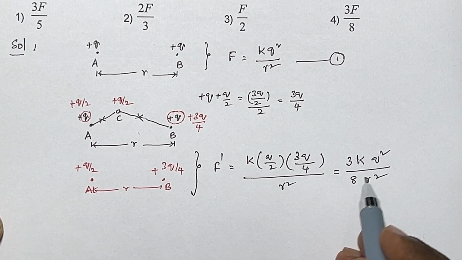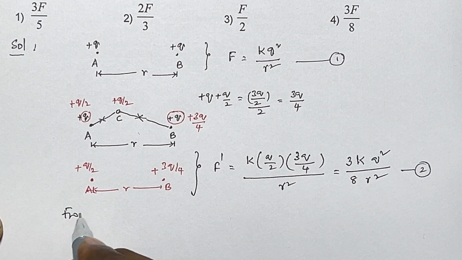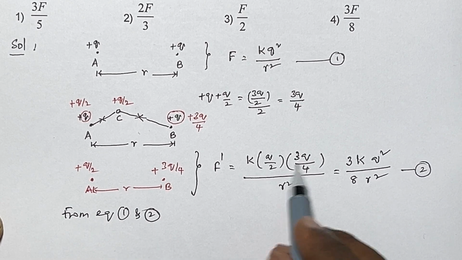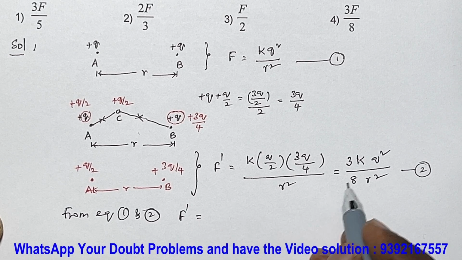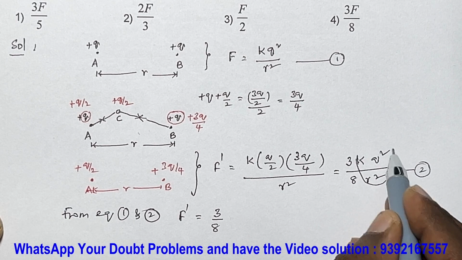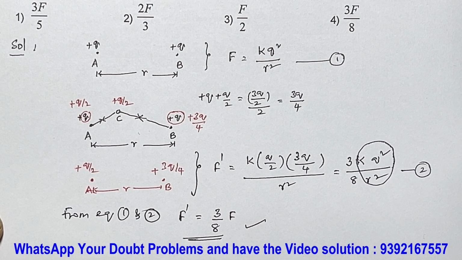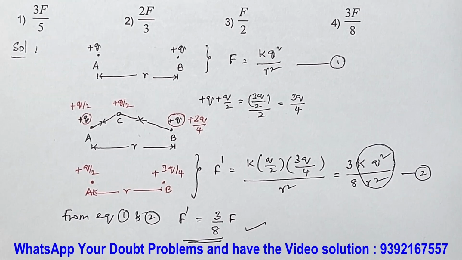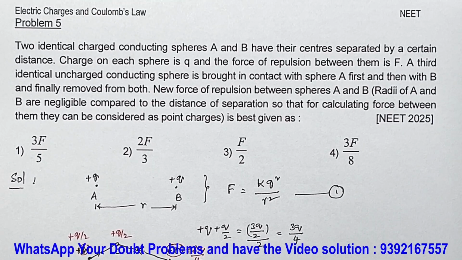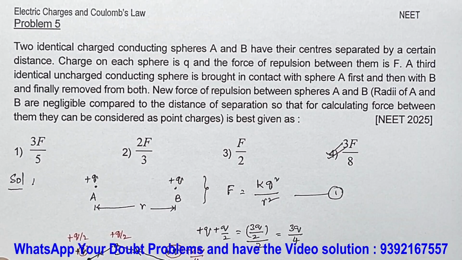So KQ square by R square is equal to F, this is equation 2. From equation 1 and 2, what happened? F dash is equal to 3 by 8 will be there only, but in the place of KQ square by R square we write F. So this is our answer. Let us see which option is correct. For this problem, 3F by 8, option 4 is the correct option.